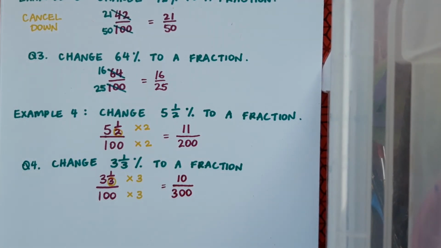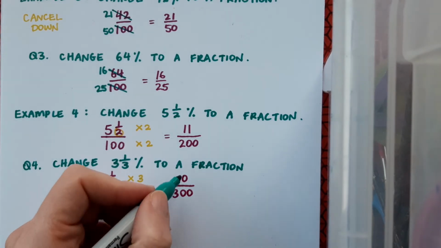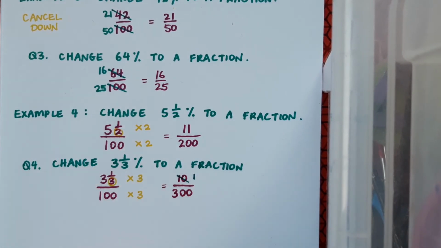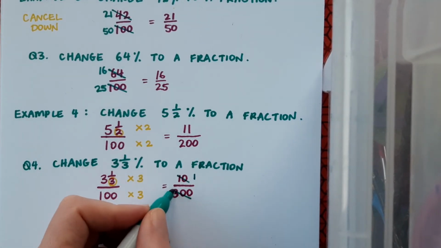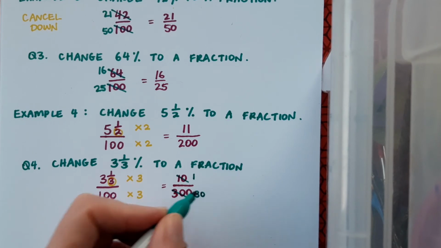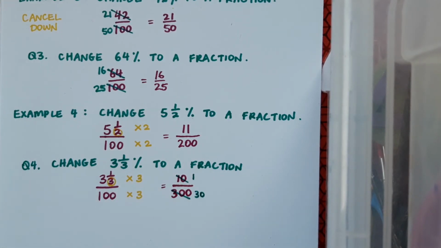And if it's possible to cancel down, we should. So you should notice at this point that there's a common factor of 10. 10 will go into both. So 10 into 10 will go once, and 10 into 300 will go 30 times. So that's going to be my final answer then, 1/30.